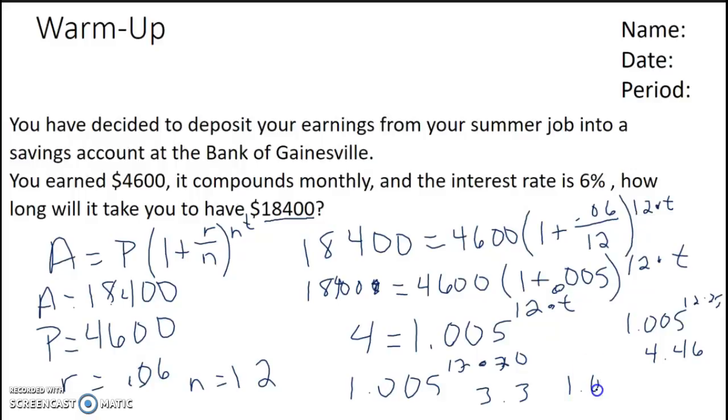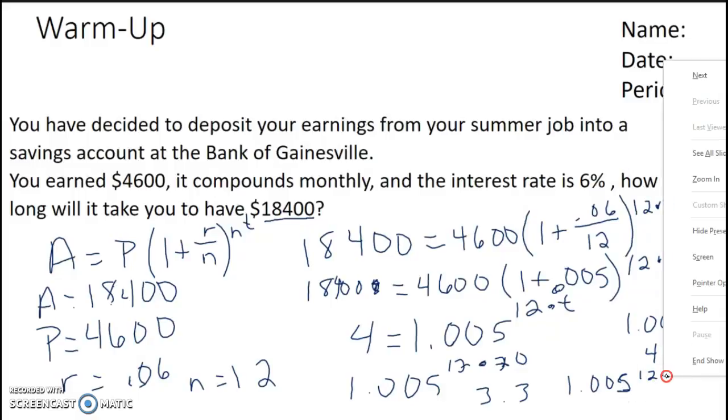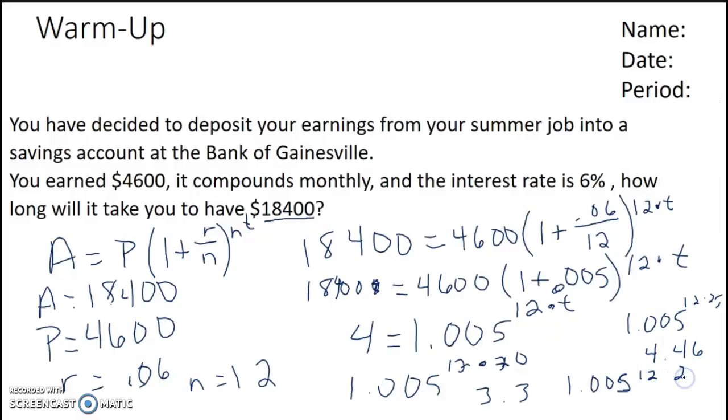So 1.005 to the 12 times 24th power gives me 4.2. And I just tried 23, so I know it's too small. So my answer is 24 years.